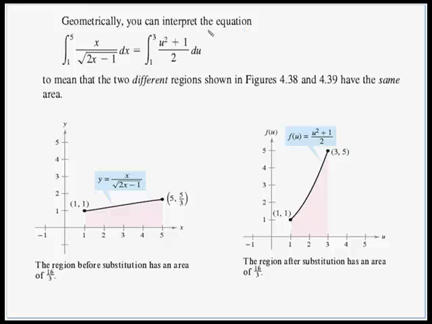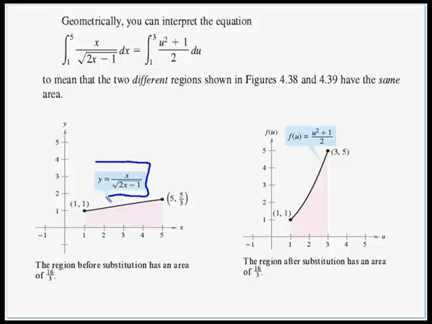Geometrically, we can interpret this equation. We had our first, before the u sub, the definite integral from 1 to 5 of our function, and we said that was the same thing as the definite integral from 1 to 3 of u squared plus 1 over 2 du, to mean that the two different regions shown in these pictures have the same area.